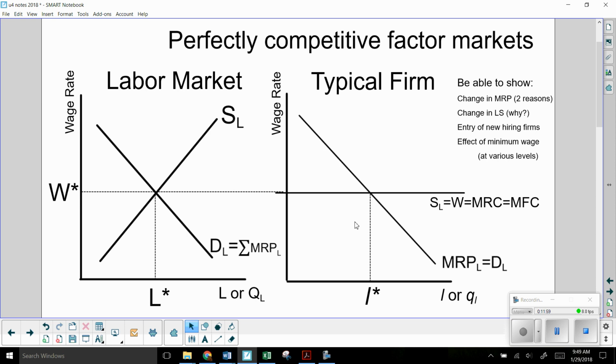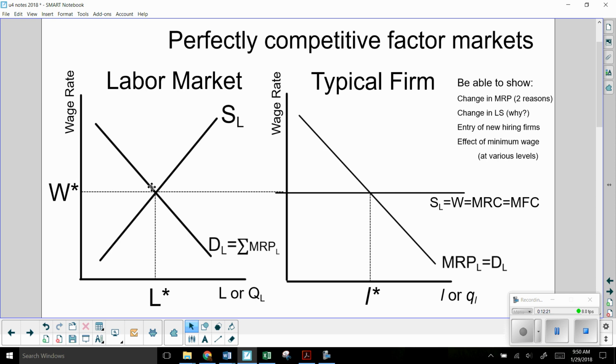All right, let's now think a little bit about this line here. This line is the demand for labor. And where does that come from? Well, who wants to buy workers? Firms want to buy workers. Why do they want to buy workers? Because they help them produce products that those people end up wanting to buy.